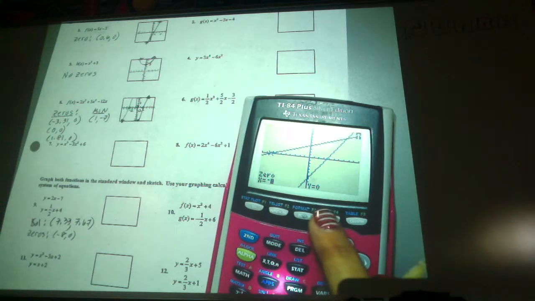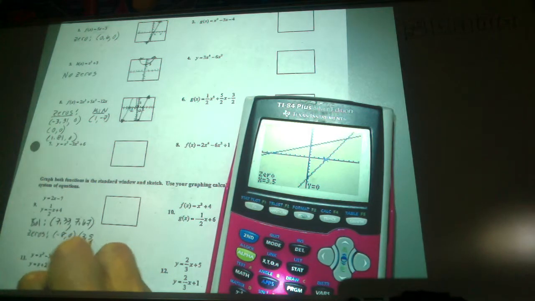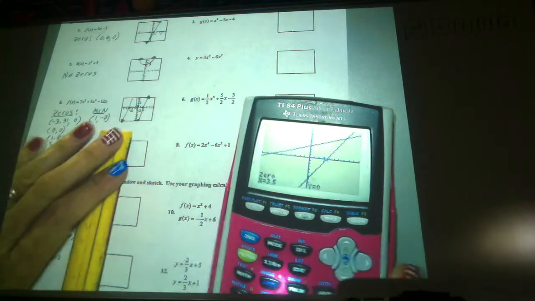And then second calc again, zero. Again, my flashing point was hiding, so I had to keep scrolling right until I found it. It happens to be on this mountain. So keep scrolling until you find it. Enter. So this one's 3.50. And then we can tell what the y-intercepts are by looking at the graph, so the equations. So now we can see.